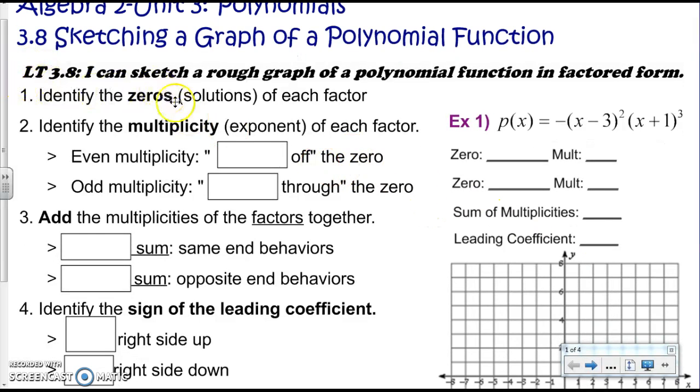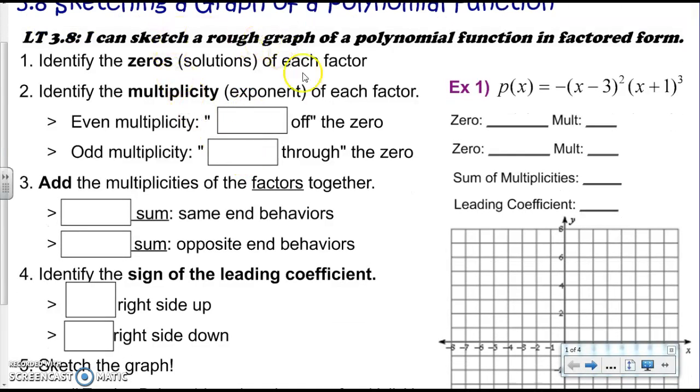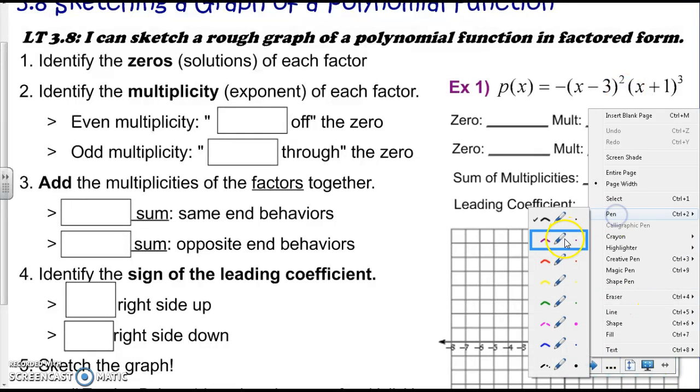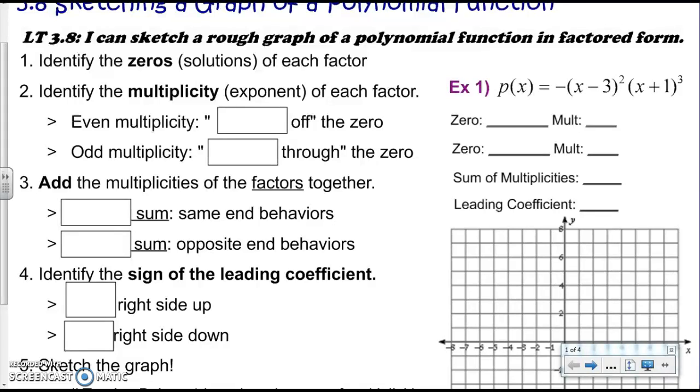So, steps here. Identify the zeros or solutions for each factor. Notice that the problem we're giving you off to the right is actually in factored form, so you don't have to do any work here. We just need to figure out our zeros. So really what we're doing is setting this equal to 0 and solving, or just taking the opposite of this. If I have a minus 3 in my parentheses, my 0 is positive 3. If I have a positive 1, my 0 is going to be negative 1.